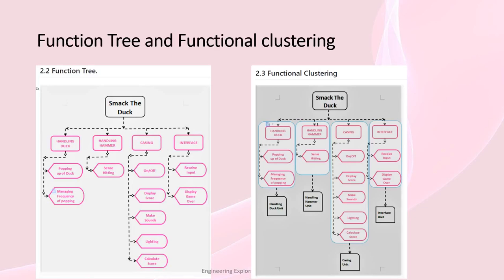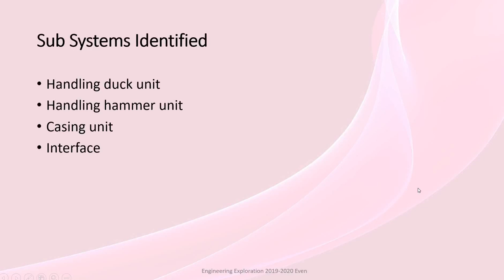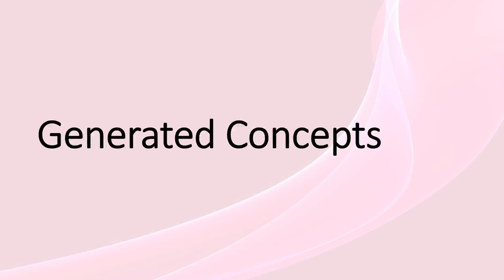Also, the lighting of the game was to be looked over. Finally, in the interface unit, we had to receive input from the gameplay and also calculate scores, so as to display the game start and also end. As I told you, we basically had four main subsystems identified: handling the duck, handling the hammer, casing, and interface. As we move on to the next slide, we are going to talk about the generated concepts.